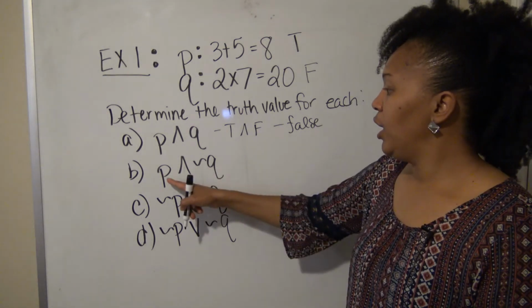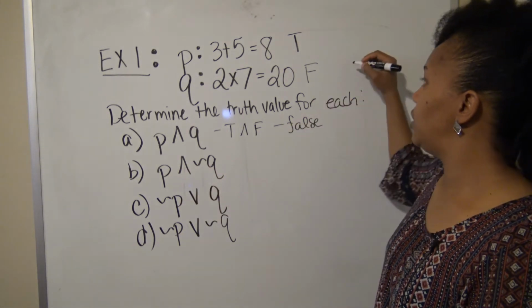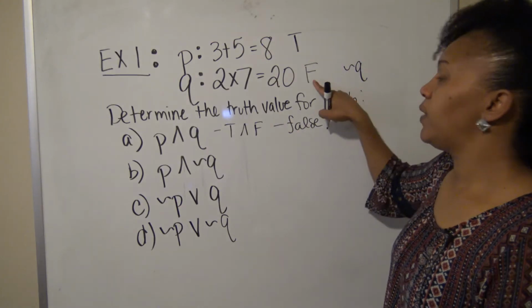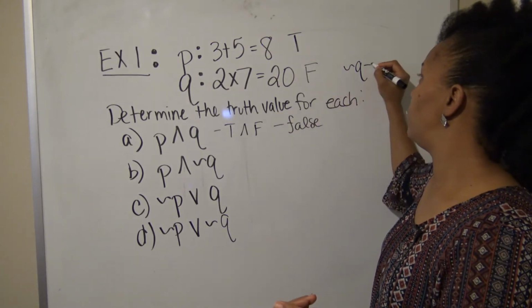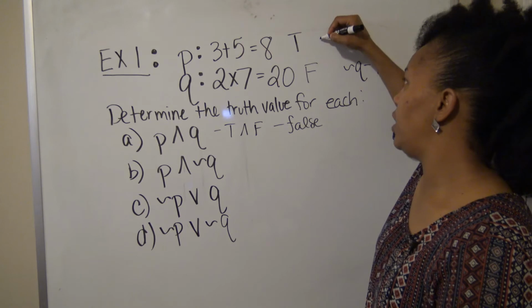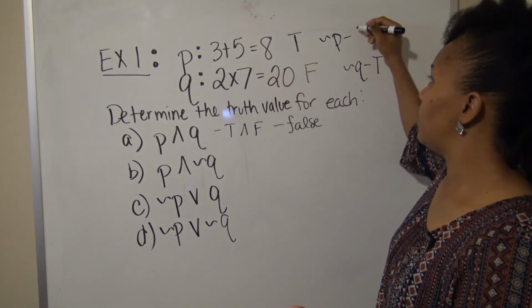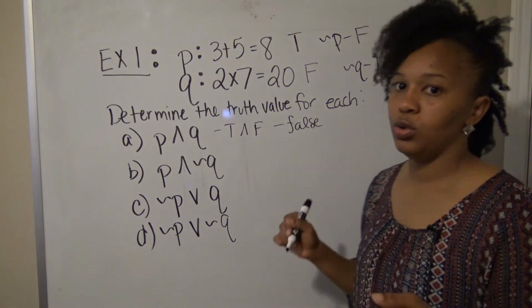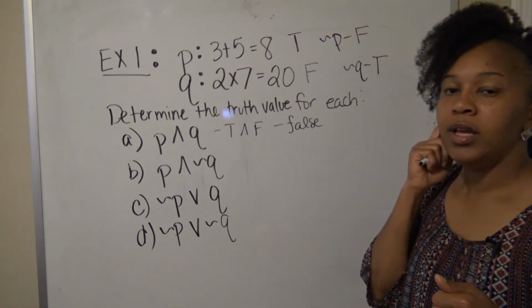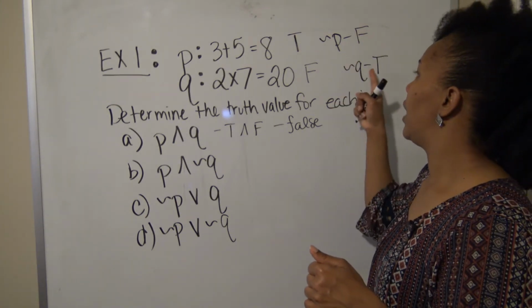All right. Here we got P and not Q. So we need to know what is not Q. Well, if Q is false, then not Q would be true. And let's just go ahead and figure out what not P is also since we're here. P is true, so not P would be the opposite of true, which is false, okay? So not P would be false and not Q would be true.